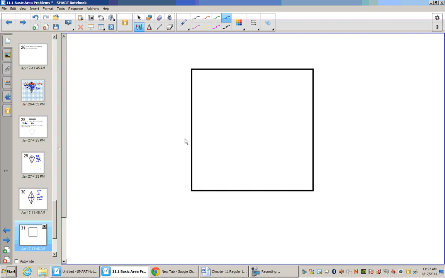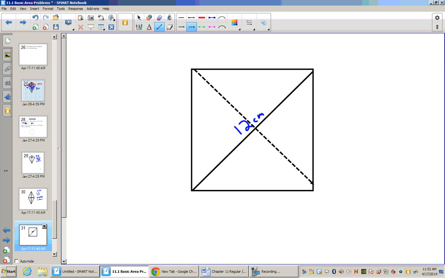Now, another object whose diagonals are perpendicular is a square. If I have this distance and it is, say, 12 centimeters, if I went from the other direction, that would also be 12 centimeters. And that works every time in a square. Diagonals will be equal. Now, since these meet at 90 degrees, I can use my formula.